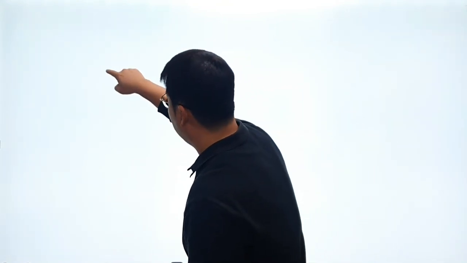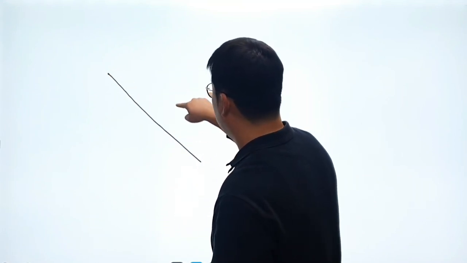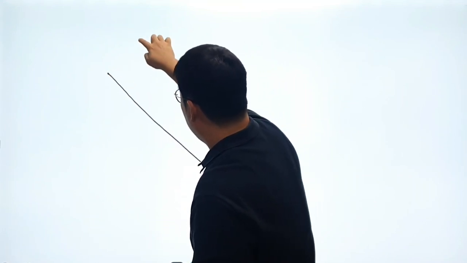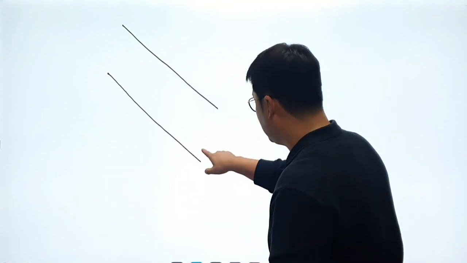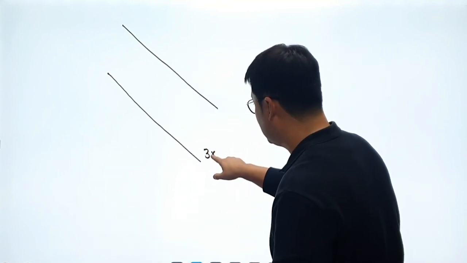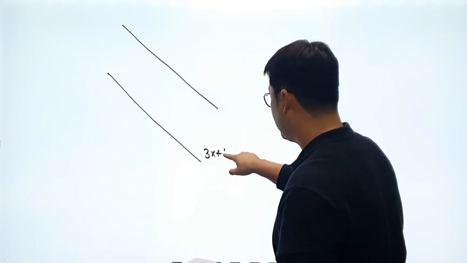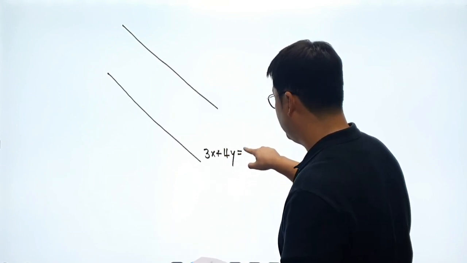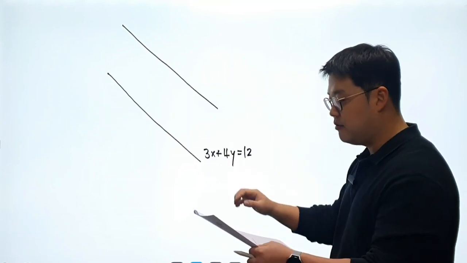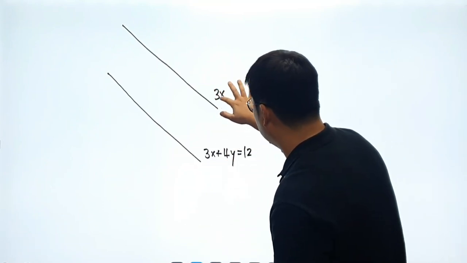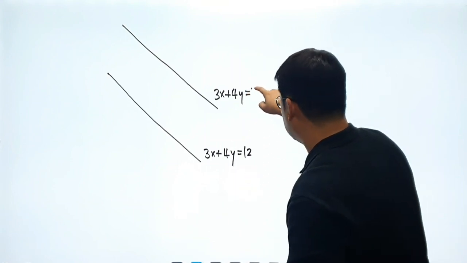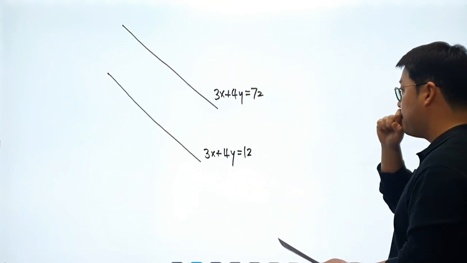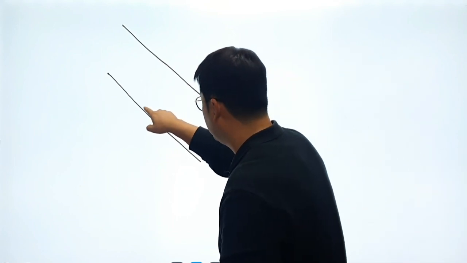Well, we're eventually going to draw those lines that are actually given. And they should be parallel, right? So I'm just going to say one of those lines, 3x plus 4y equals 12, okay? So we have that line, and of course we get the extra line, 3x plus 4y equals 72, for sure.